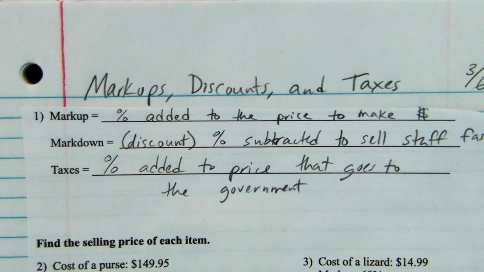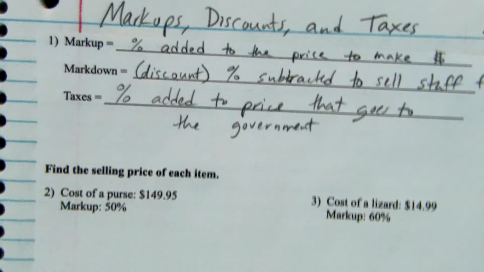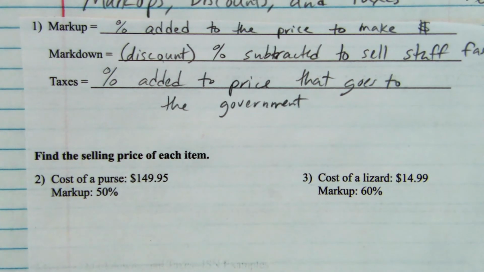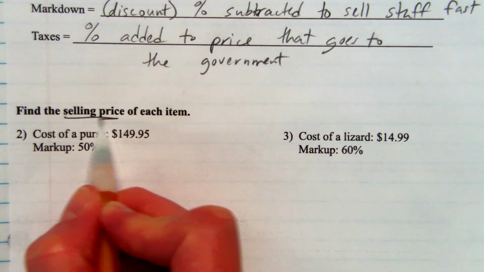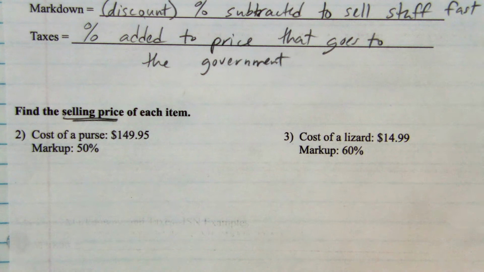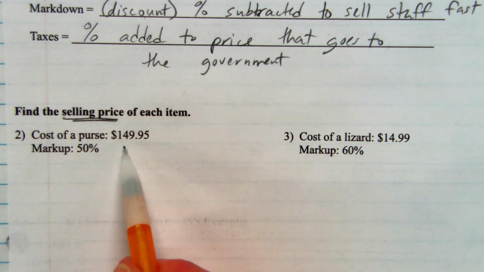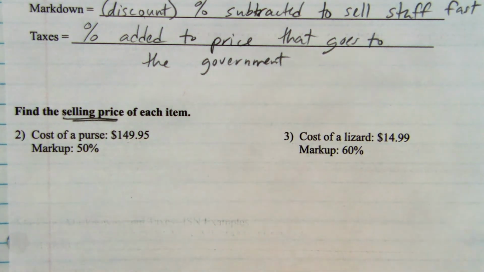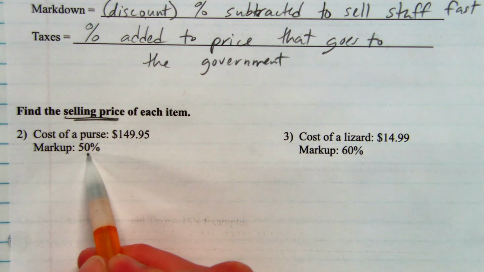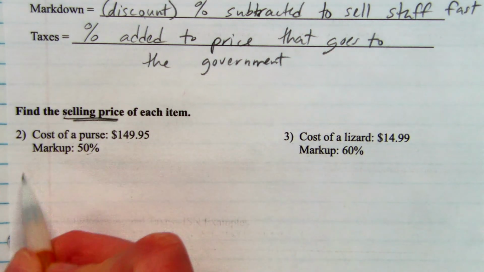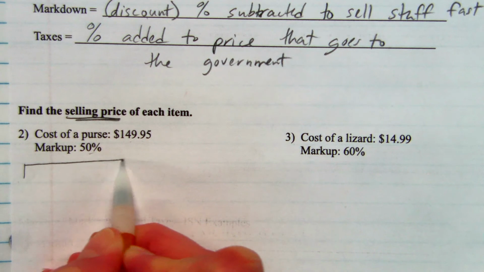All right, so the first couple of examples that we have will be markups. So are you guys still writing? I'll give you a second. We're all good? Okay, so it wants to know the selling price of each item. So that's the final price. So we have a cost of a purse is $149.95. I've never spent that much on a purse. Some people will. I don't know. They're going to mark it up 50%. That's not unusual.